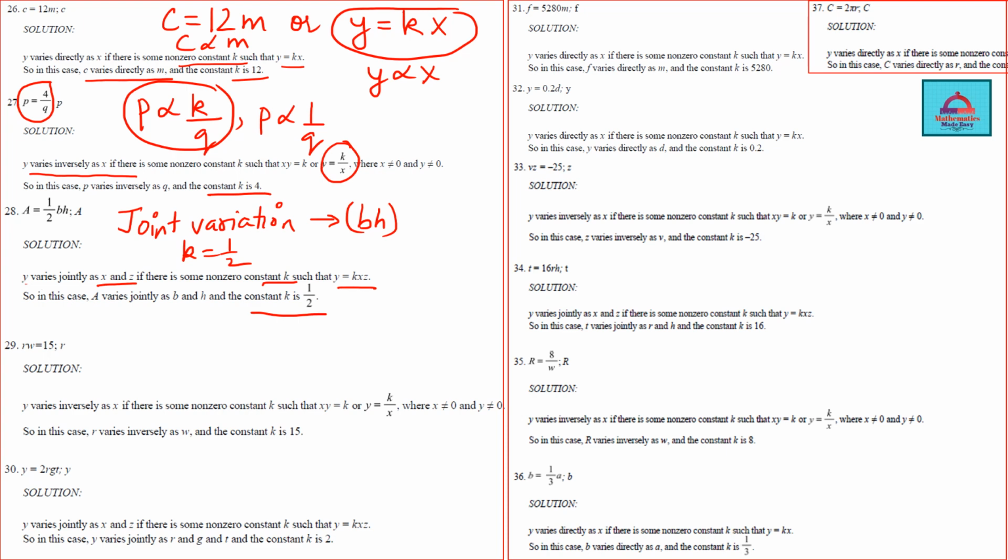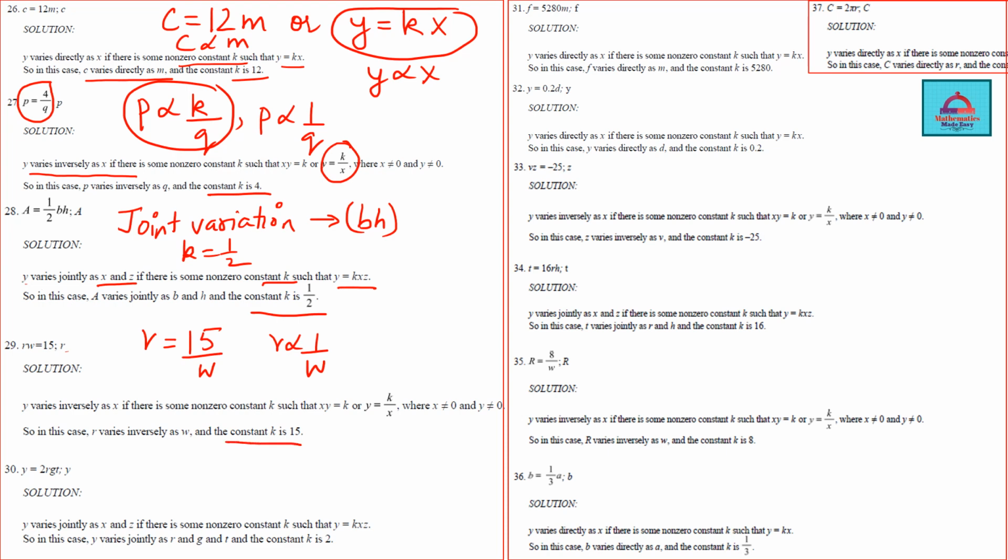Okay, next is RW is equal to 15. Here you have to say for the variable R, so you are going to calculate the value of R. R will be 15 over W, which means W is coming in the denominator. So this case is going to be inverse variation, where y varies inversely as W, and the constant k is equal to 15.